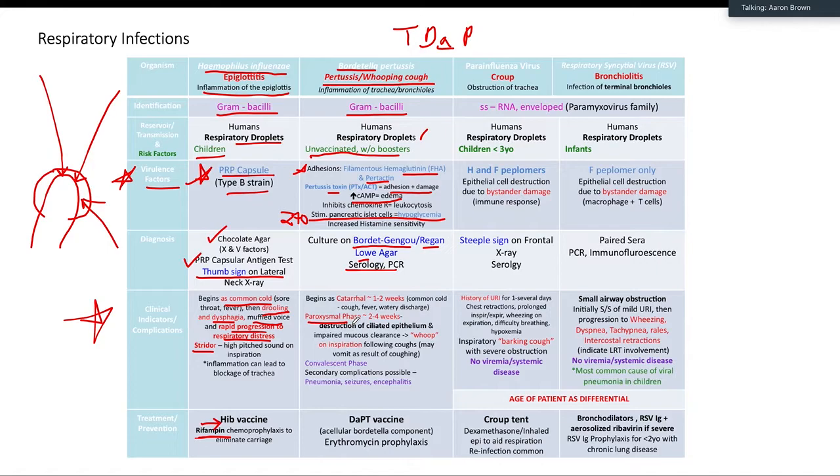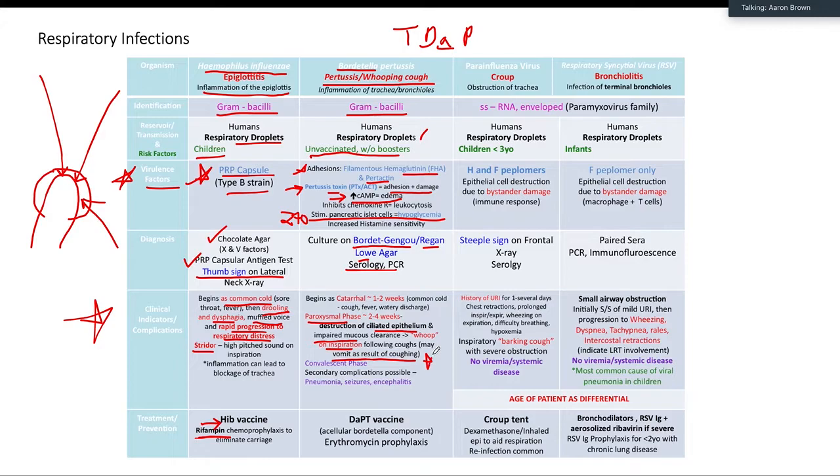The destruction of the ciliated epithelium causes decreased clearance of mucus. Now we need to clear that mucus, but we don't have the cilia to do that. Why don't we have cilia? Well, we have the pertussis toxin that we talked about. This pertussis toxin is causing an increase in cAMP, destruction of those cilia, and increased edema in the wall of our respiratory tree. So that whoop on inspiration, cough, cough, cough, cough, cough, is the whoop. We may even vomit as a result of coughing.